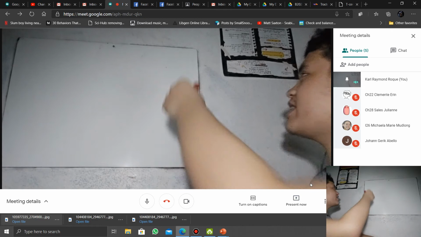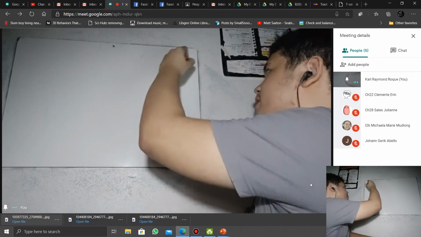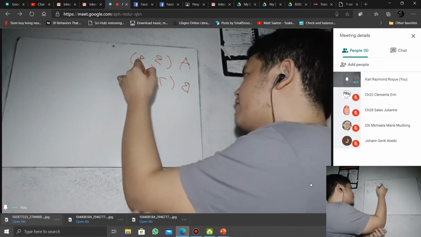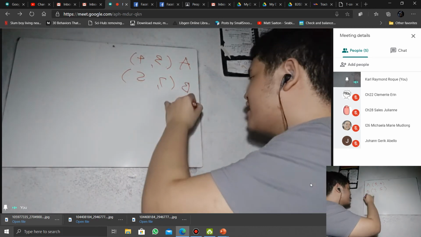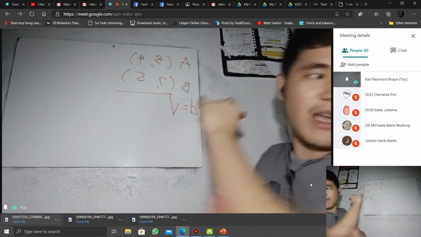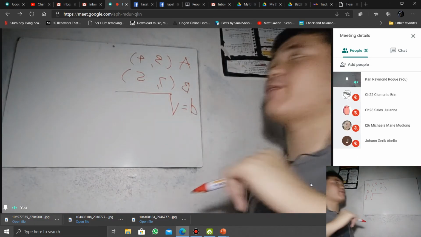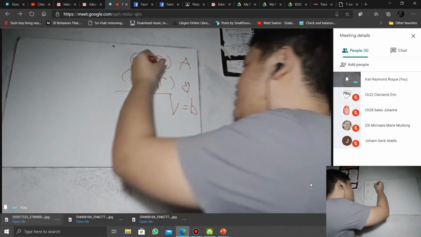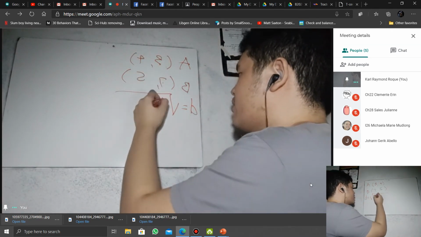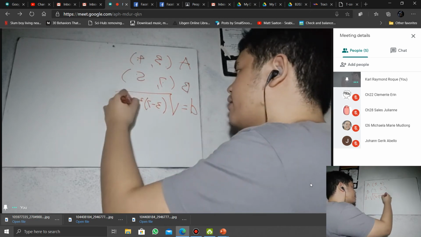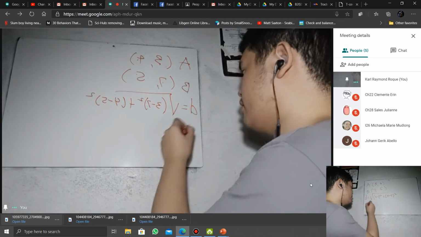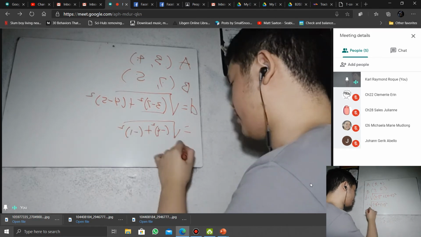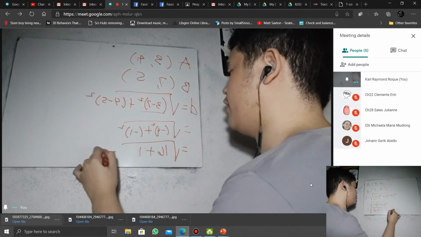So, sige. Let's say the distance between points A and B. A is 3, 4, and B is 7, 5. So the distance is, ano sabi dyan? x2 minus x1 squared plus y2 minus y1 squared. Okay, that doesn't really matter, no? What matters is, let's see, 3 minus 7 squared plus 4 minus 5 squared equals square root of negative 4 squared plus negative 1 squared. 16 plus 1 equals square root of 17.